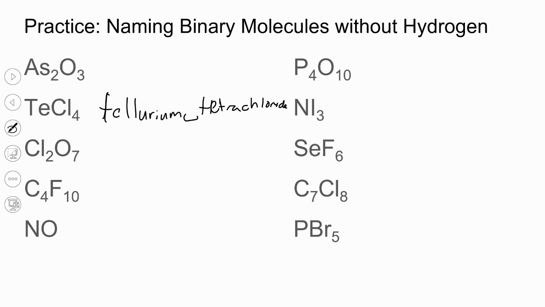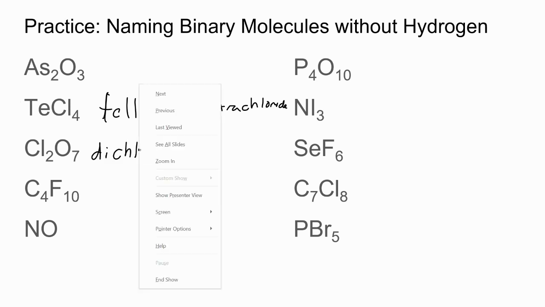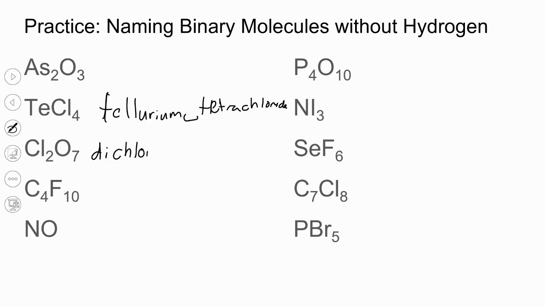Okay. Third one here. What's this one, Sebastian? Yeah, I was asking if it would be chloride or chlorine. Oh, it's going to be chlorine. Yep. So the first one we don't change the ending. Good. So it's going to be di chlorine. Heptaoxide, right? Yep. Space. Not penta, hepta. I get hepta and penta mixed up.